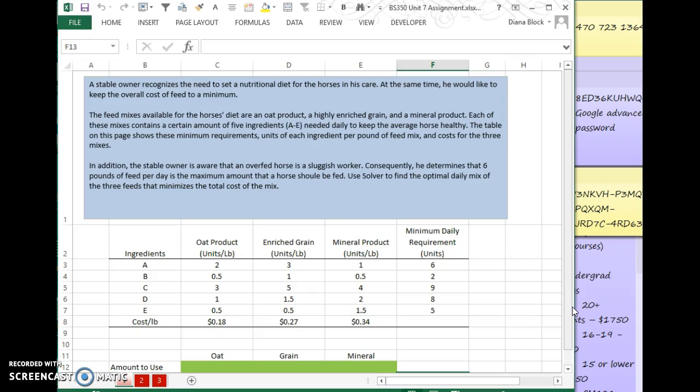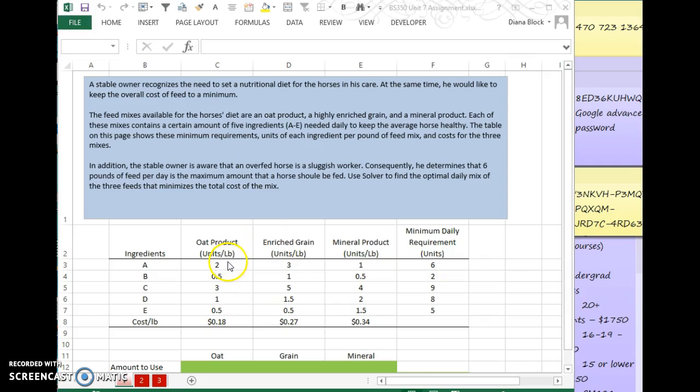In the week 7 assignment, this is similar to the format we've seen before, where we have the problem information in the blue boxes, and then you're going to complete the problem down below. And so in this problem, it talks about making feed for a nutritional diet for some horses. And we've got some information about the minimum daily requirements that these animals need. And so these are the minimum amounts of specific nutrients that they must have.